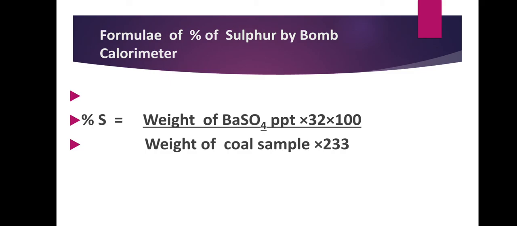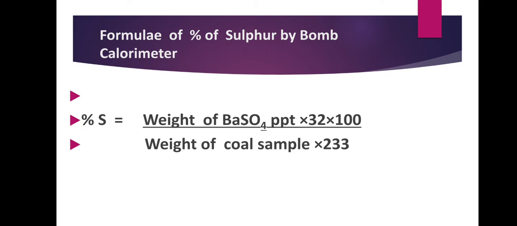So as barium chloride is added, a precipitate of barium sulfate is formed. So percentage of sulfur is equal to weight of barium sulfate into 32 into 100 upon weight of coal sample into 233. Here again this is the weight of barium sulfate, because here also the sulfur is being determined in terms of sulfate. So using this formula the percentage of sulfur is determined.